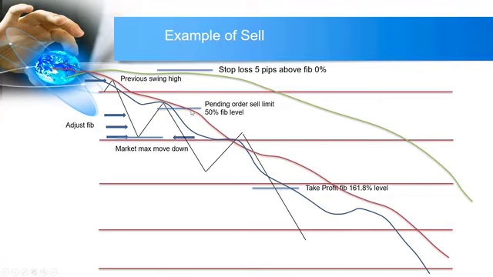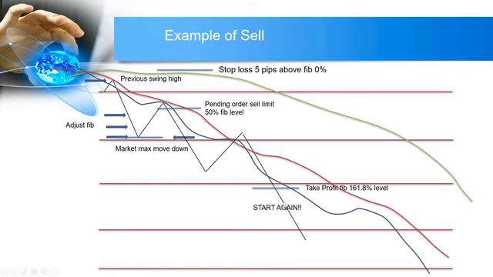But of course, if you look at how much you can lose, you can only lose 50% of the Fibonacci level, because your stop loss is 5 pips above the high. This is the 50% level, so you can only lose this amount. But of course, you win more than double, because you're going to the 161.8 level. Once you've hit that, you just start again.